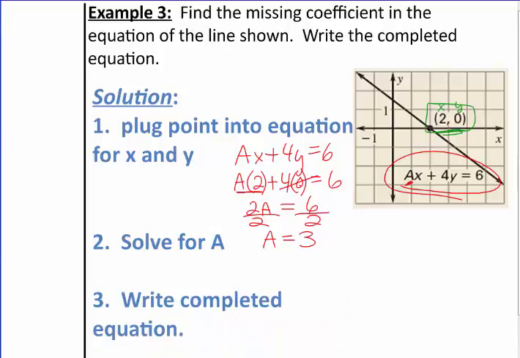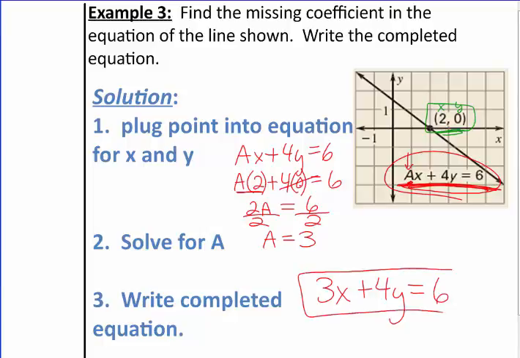Third, once you get your a, you need to write the completed equation. So basically, we're going to rewrite this equation over here, except I'm going to plug my number in for a. So we're going to substitute a is equal to 3: 3x plus 4y equals 6. That is the final equation. Don't forget to put the x and the y back in there. That's what your equation should look like.